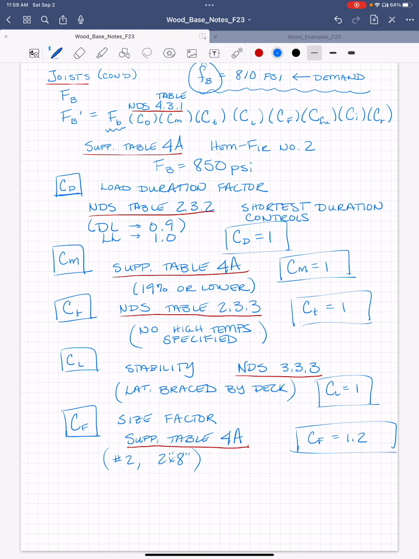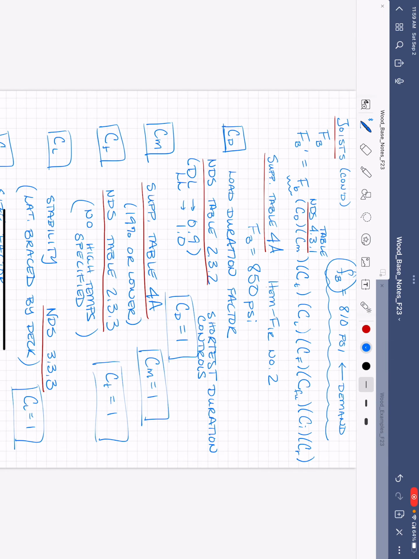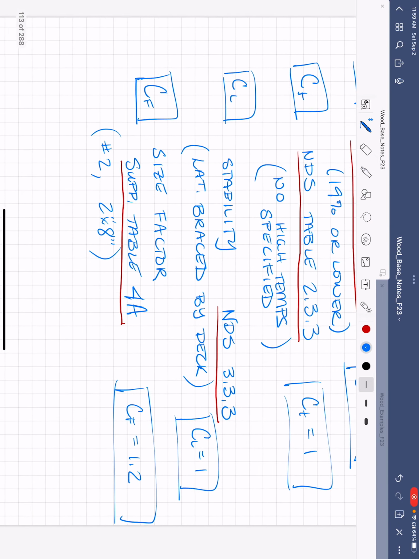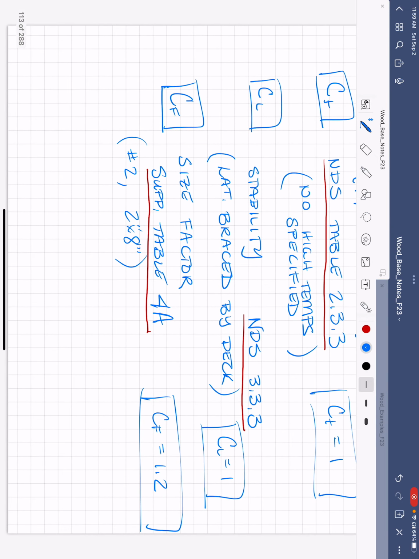Okay. All right, next, I am going to go ahead and change my screen around here. Sorry about that, and this will zoom in for a little bit. Let's do our C sub FU, and this is the flat use factor. This is also in supplement table 4A.